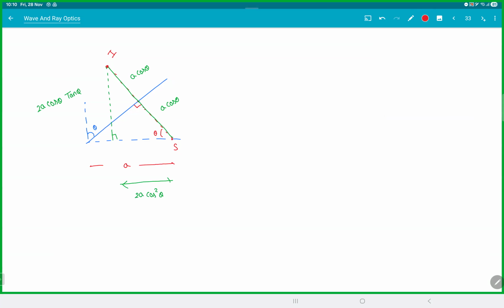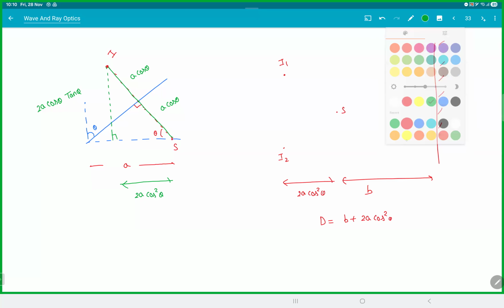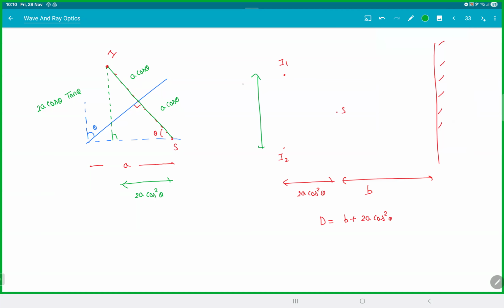And this distance will be 2A cos square theta. Similarly, that also. So now we actually have two sources, I1, I2. This was the source and this was the screen. This distance will be 2A cos square theta. This distance was B. So this is capital D basically, B plus 2A cos square theta. Theta is small, so you can actually make theta 0 there. And the distance between them will be 4A cos theta tan theta. This is your small d.